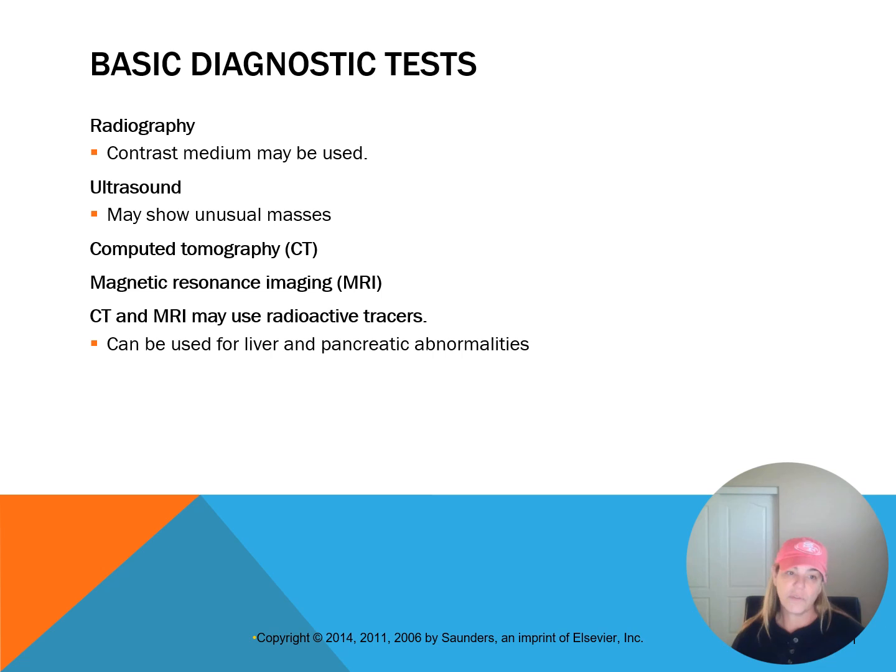Diagnostic tests that we use for the GI system include x-rays, ultrasounds, CTs, MRIs, and then a lot of times with CTs and MRIs, we will use tracers so that we can actually visualize what's going through the digestive system.